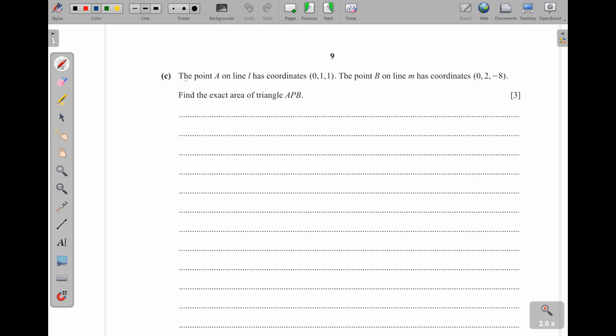Then they are saying, part C, that the point A on line L has coordinates 0, 1, 1. The point B on line M has coordinates 0, 2, -8. Find the exact area of the triangle APB. Let me make a simple sketch here. Maybe this is one line, let's say line M. Then there is another line here. Let's say this is line L. So I can have a point A here, which is 0, 1, 1, because it is on the line L. And then I can maybe have here point B on the line M, which is 0, 2, -8.